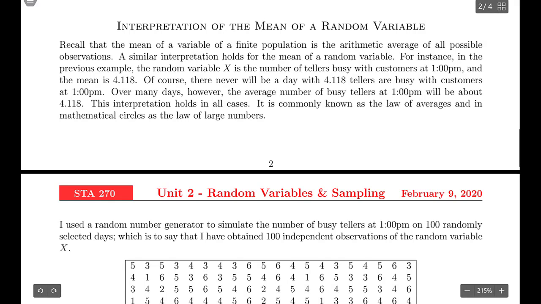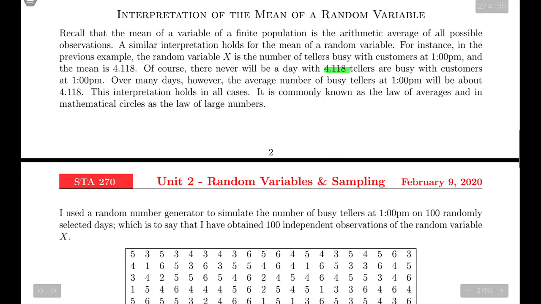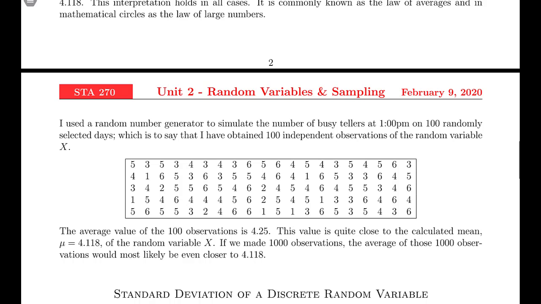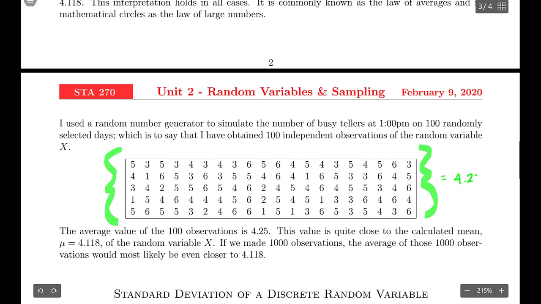Using that information, we calculated that mean to be 4.118 tellers. I used a random number generator using the values from 0 to 6, and I obtained 100 random numbers from 0 to 6. The average of all of these numbers in this table comes out to be 4.25. That 4.25 is very close to our computed mean of the discrete random variable of 4.118. So you can see that this is a fairly accurate way to come up with the mean without actually making 100 observations. If we did 1,000 observations, this mean would probably get a lot closer to our predicted mean of 4.118.